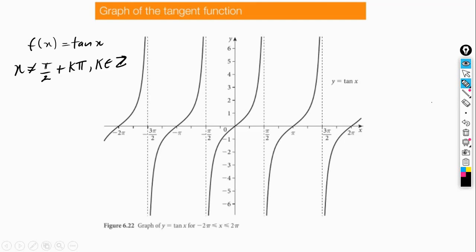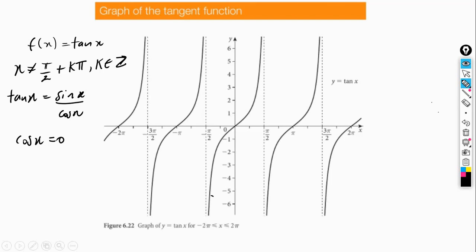Also, we can see from the graph that the range of tangent of x is all real numbers. So with this, we could speculate that the period of tangent is pi. Now this makes sense because if you take the identity tangent of x is equal to sine of x over cosine of x, it turns out that whenever cosine of x equals 0, this function will be undefined. And that occurs for values of x that differ by pi.